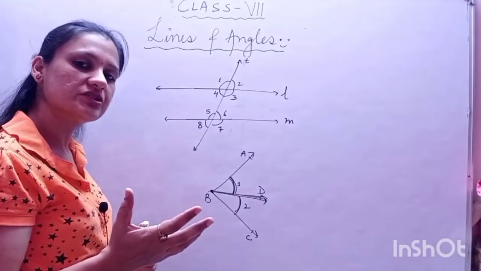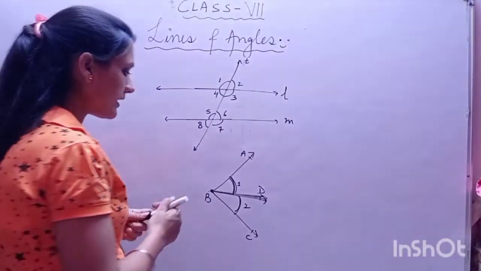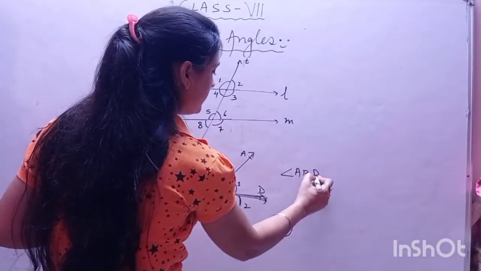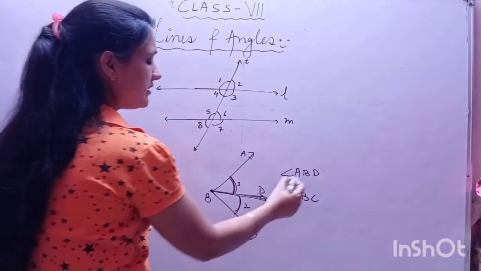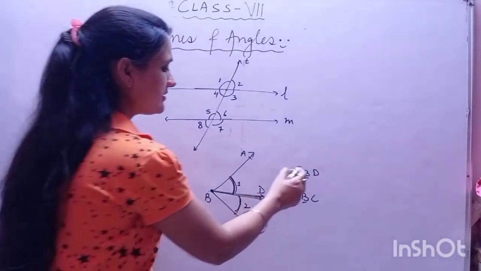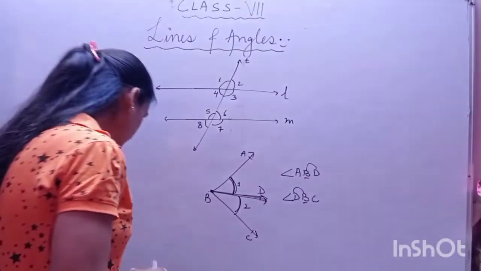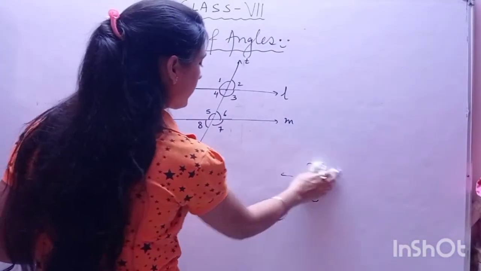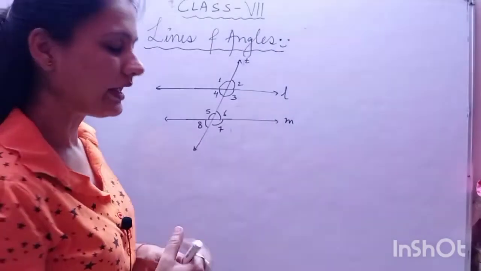So what are adjacent angles? Angles sharing a common vertex. If I write down the names, angle ABD and angle DBC, you can see they are sharing the same vertex and there is a common arm, that is DB. So we call them adjacent angles. I hope you understood linear pair and adjacent angles. Very nice. Now let us move ahead.